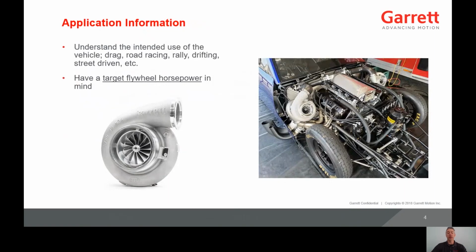The most important thing to understand before designing a system is the application. Is it going to be used for road racing, drag racing, or drifting? Maybe it will be primarily a street-driven car. The intended use greatly affects the turbo selection as well as the system components. The turbo system that works well for a 9-second drag car is most likely not going to work well for a drift car or road race car. You need to have a target horsepower in mind. The horsepower value will be used to help design the entire system.